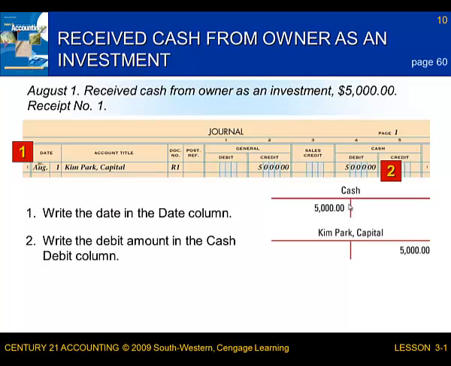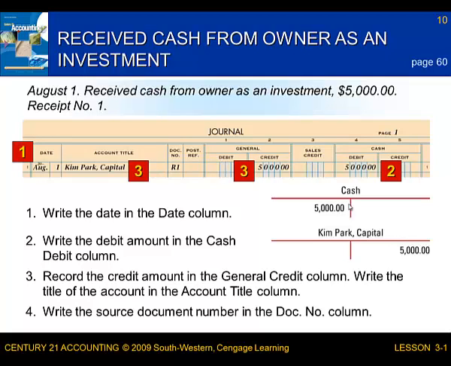Let's go through these steps that they give you, and I'm going to click all the way through to 4. And what you're going to see is, first and foremost, we write the date in the date column. It's August 1st. That was given to us in the directions. The second thing we're going to do is write the debit amount in the cash debit column. Right there, $5,000. We know cash is a debit because cash is increasing. Then we record the credit amount in the general credit column because we know that then we have a credit. It's not a sale, so it must then go by default in general credit.